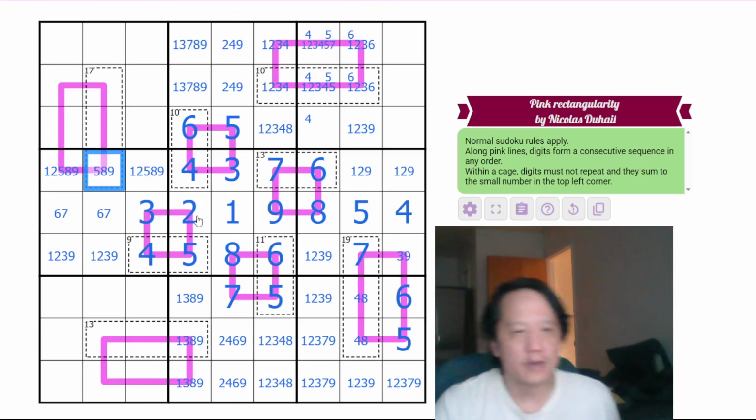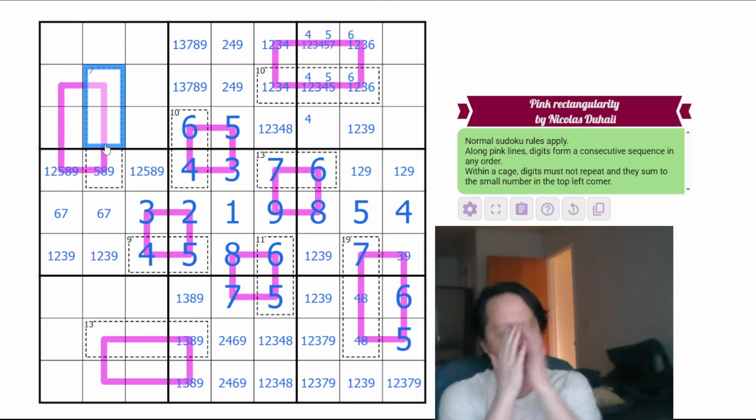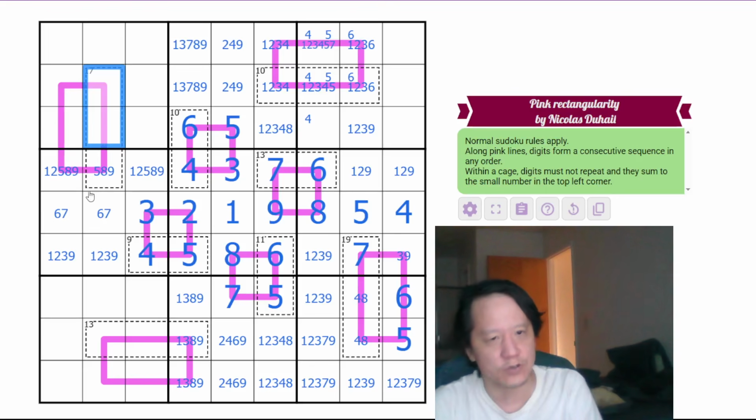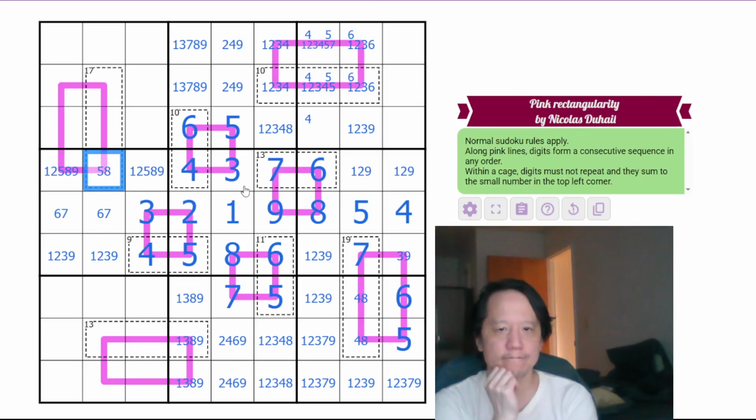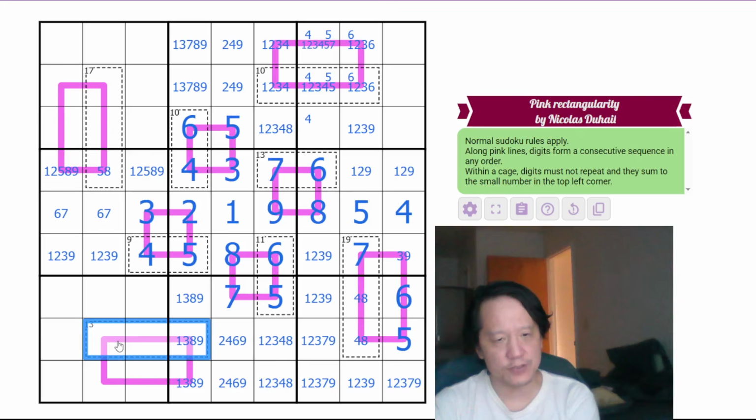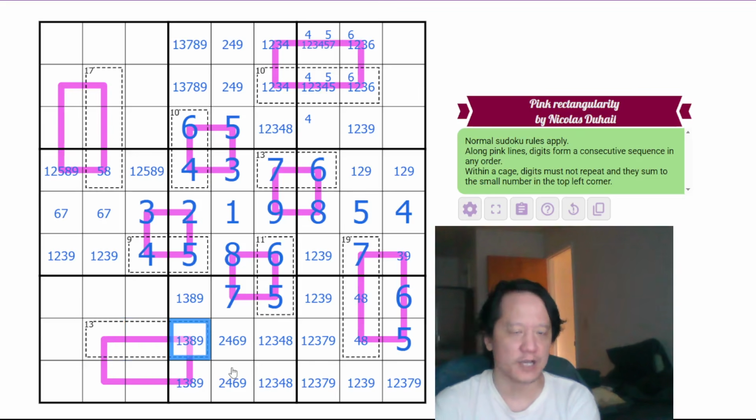Can 9 be there? 9 would mean the remaining 2 digits must add up to 8. And the largest of the smallest digit would be 3 and 5. But 3 and 9 are 6 apart, so that doesn't work. So this cannot be 9. So we can't have adding 13. We can't have 9 here, because 9 would have to be with 1 and 3. 9 and 1 are 8 apart from each other, which is not going to form a valid consecutive sequence.